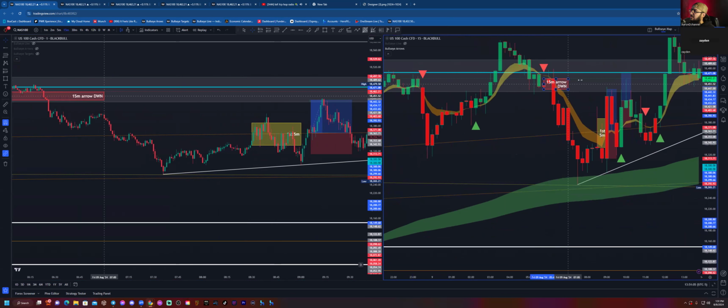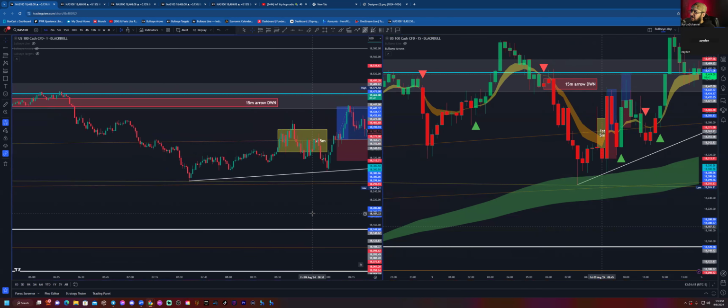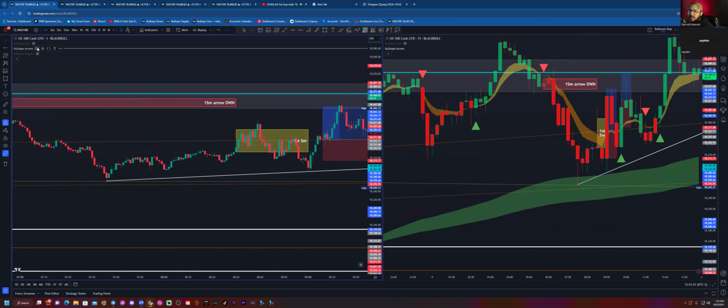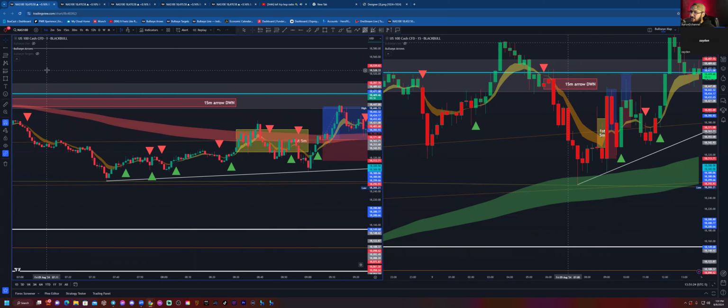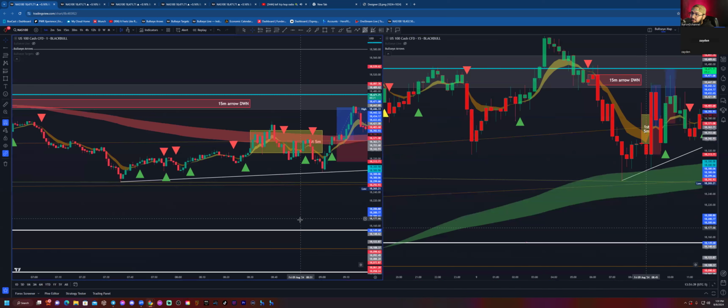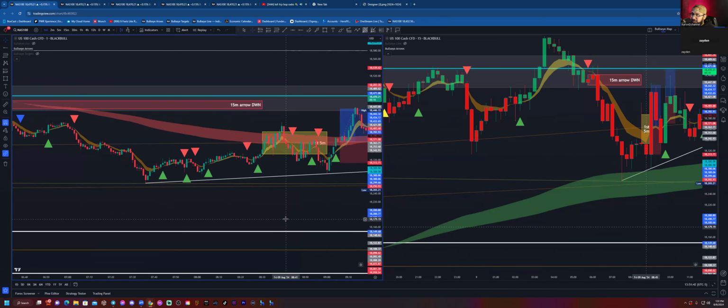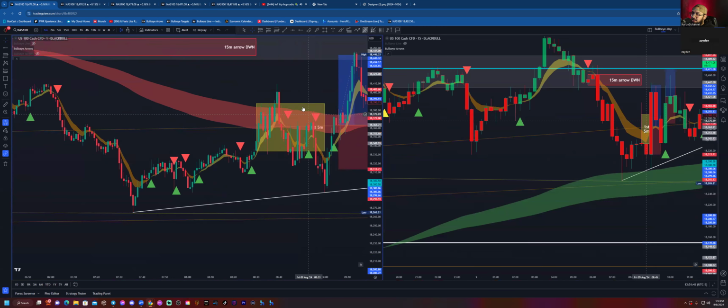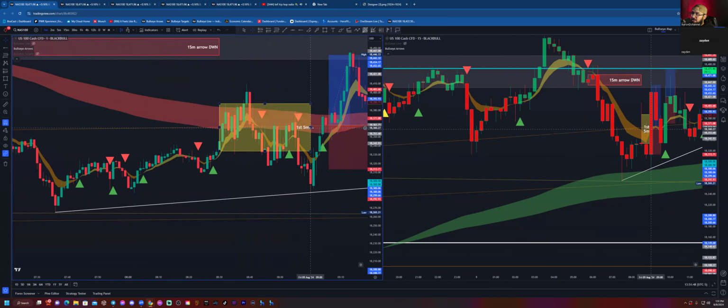what's the most recent arrow? It's a red arrow. So we have a green cloud, red arrow, but we're bouncing up out of this 15-minute cloud. All right, what does the 1-minute cloud say? Red. Okay, so there's potential to get confused, but don't be confused. Okay, this 15-minute cloud is telling us let's go higher.